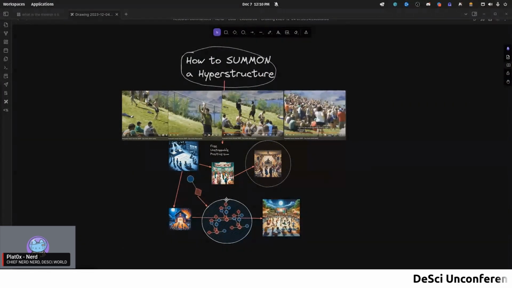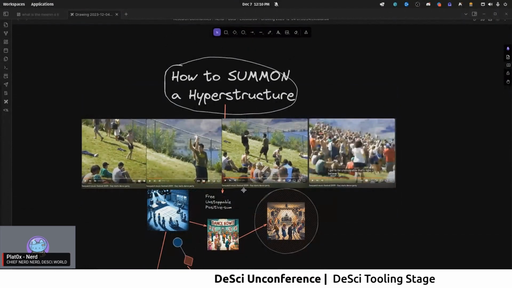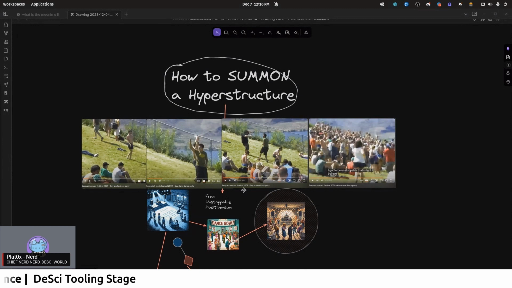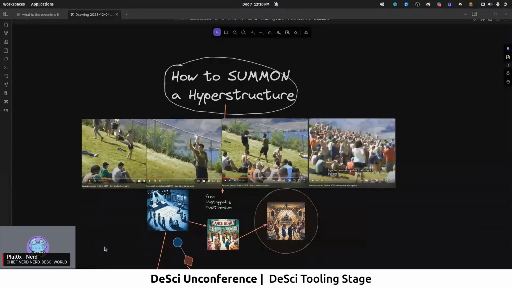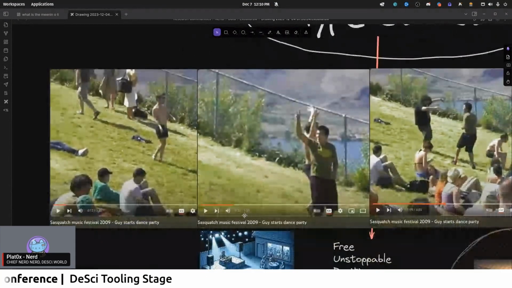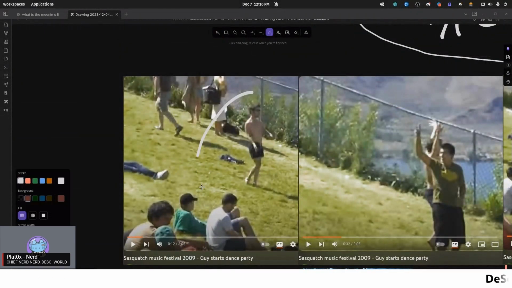How to summon a hyperstructure with a dance party. Now, ChatGPT, or the brain, can think whatever it can think, but it has never gone to a dance party, and it probably has never seen this video. The thing I'm showing right here on screen is a video that everyone who has ever worked with me for any amount of time has seen, because I show it all the time. And the video is all about this dude here. This guy here is a crazy dancing guy.